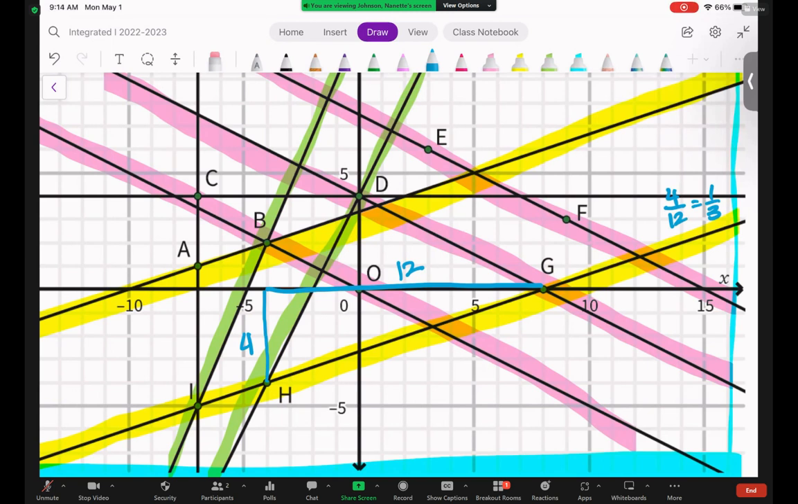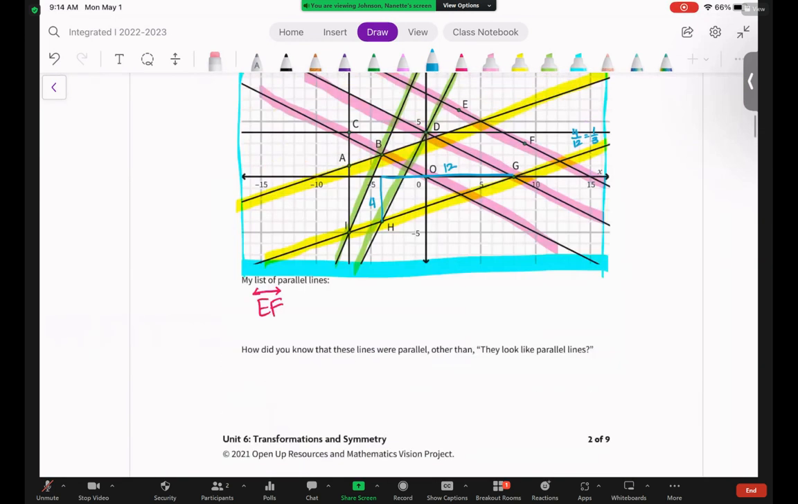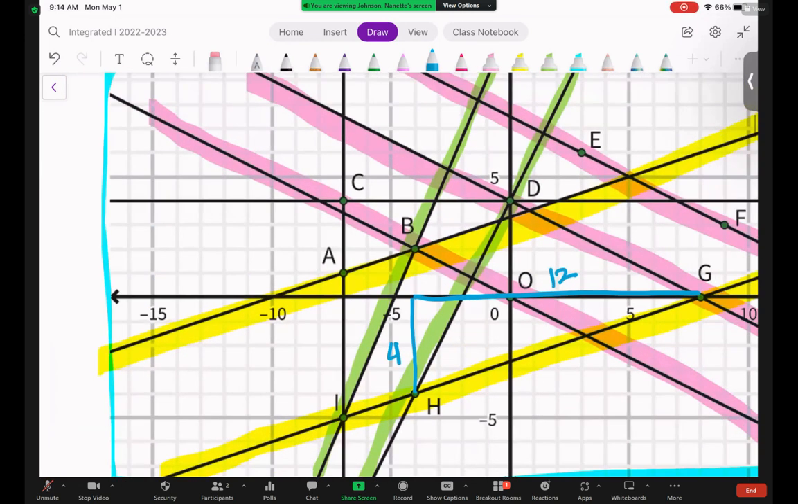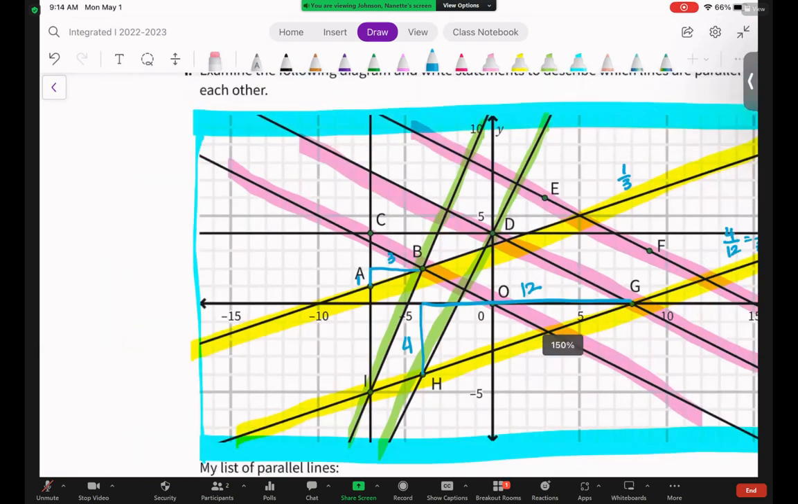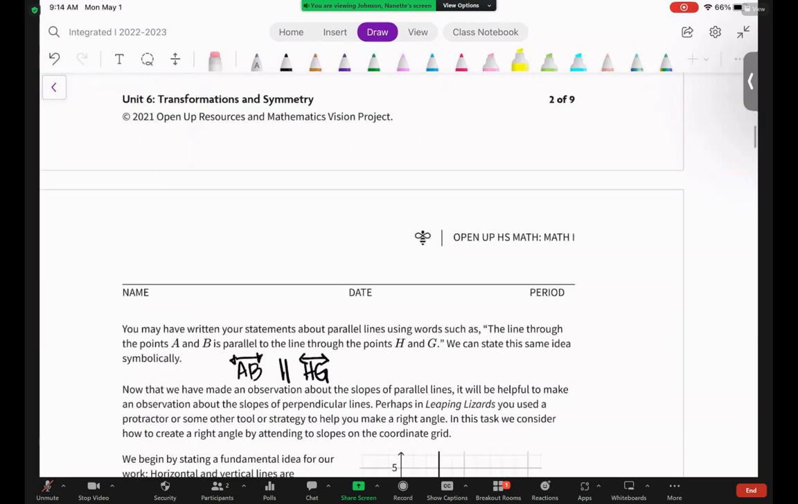And then the slope of AB, from A to B, is 1/3. So the slope of this is 1/3. So notice how your slopes are the same. Okay. We just made an observation, right?